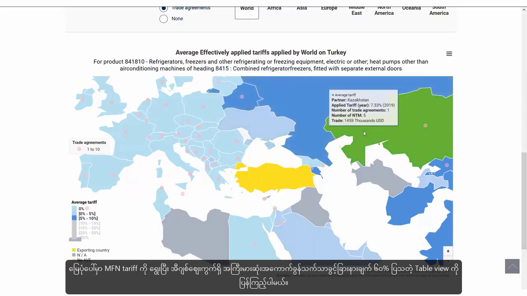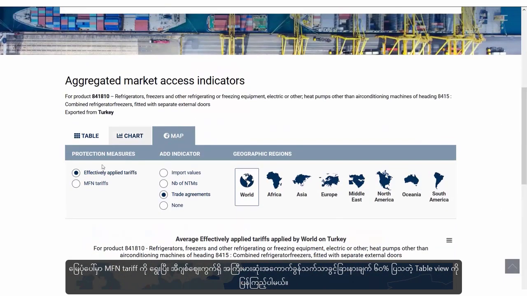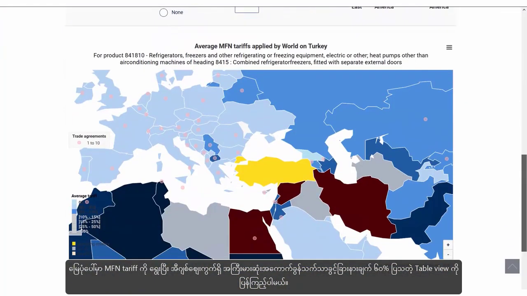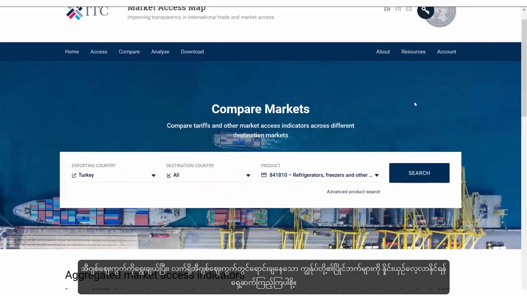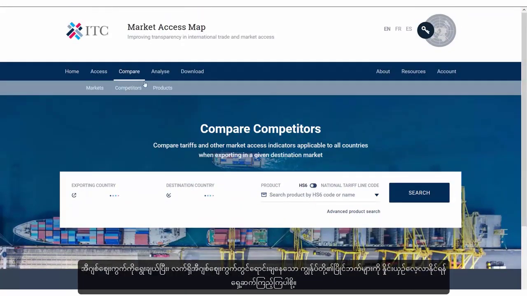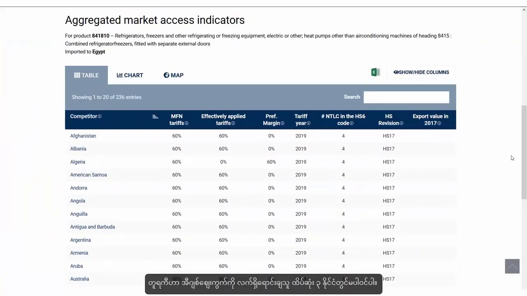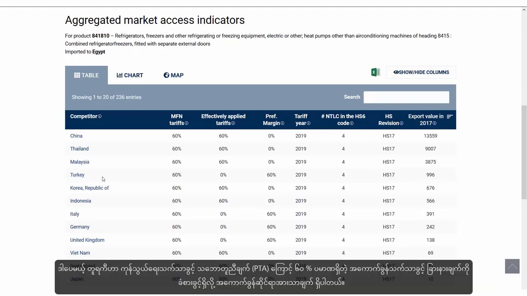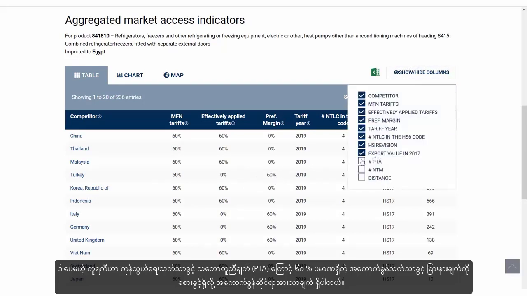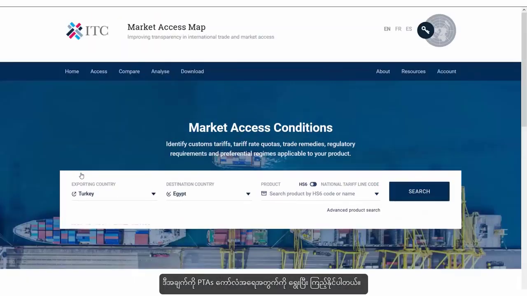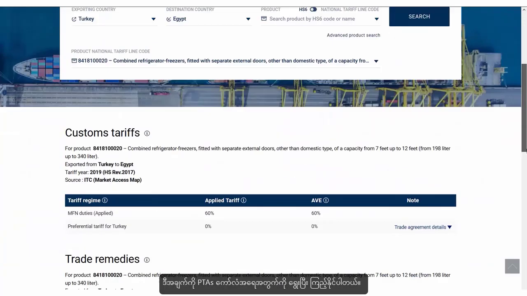Switching to MFN tariffs on the map, we recall from the table view that we benefit from the largest preferential margin of 60% in the market of Egypt. Let's select the market of Egypt and proceed to comparing our competitors who currently supply the market of Egypt. Turkey is not in the top 3 current suppliers to the Egypt market. However, Turkey has a tariff advantage since it benefits from a preferential margin of 60% due to a preferential trade agreement, abbreviated as PTA, which we can see after enabling the number of PTAs column.